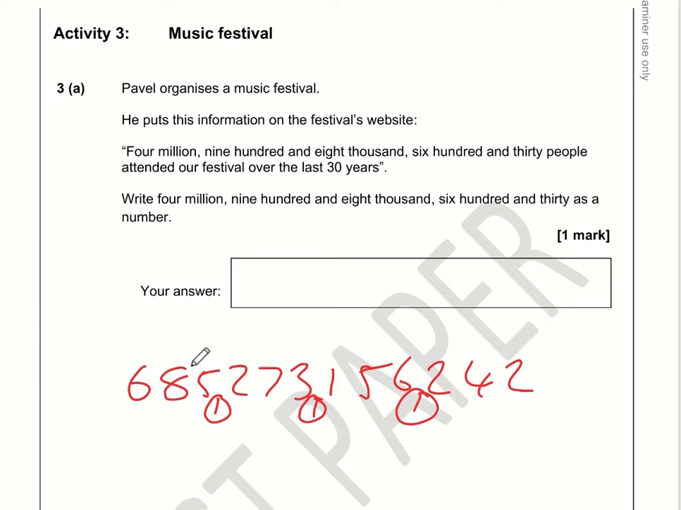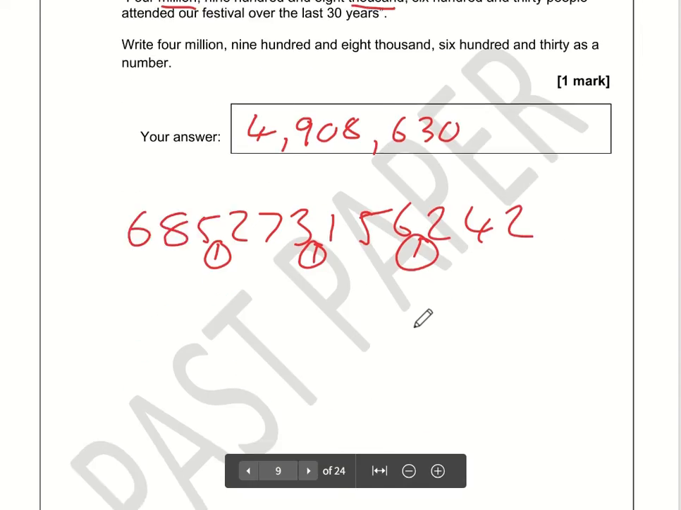So this is 685 billion, 273 million, 156 thousand, 622. We just need to remember that for the words million, thousand, we're going to put a comma. There we go. And if you don't like the commas, you can now rewrite it and take the commas out if you prefer. But the commas are very, very helpful.